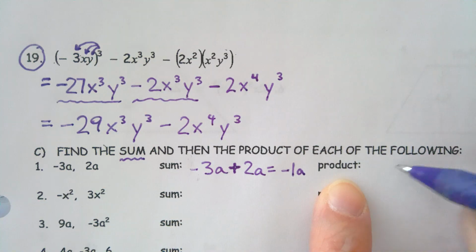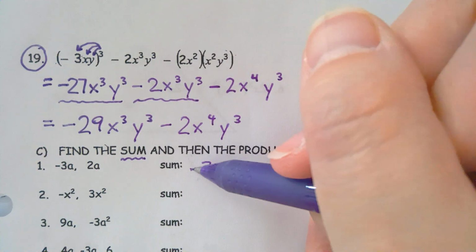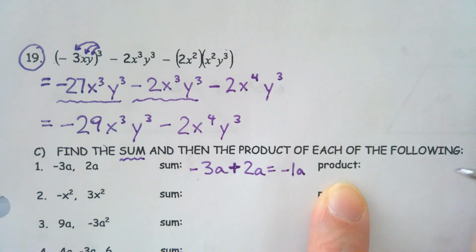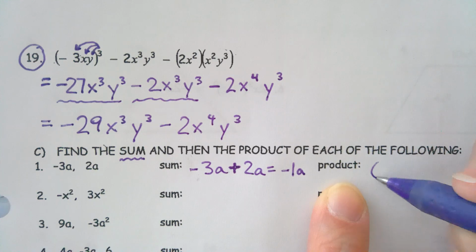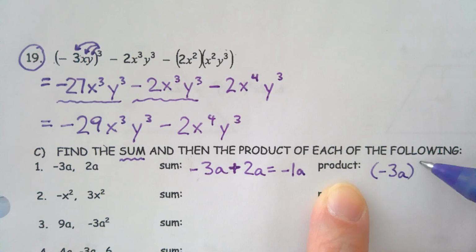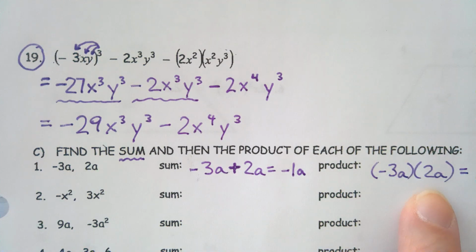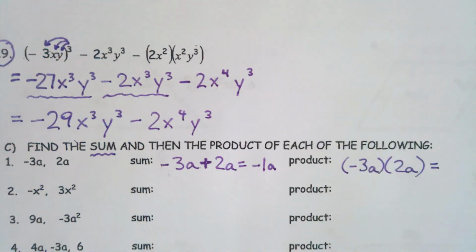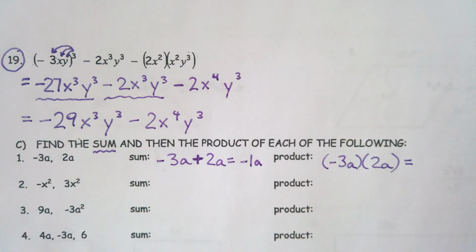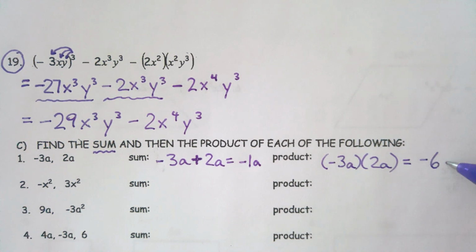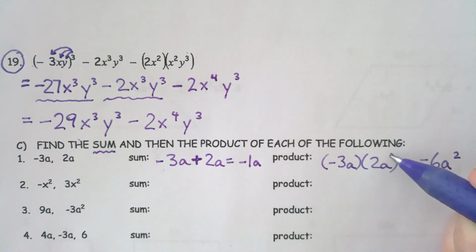What about product? What does product mean? Andy? It's multiplication. Times, right? So -3a times 2a. And when you times, what do you get? Kevin? -6a squared, because 1 plus 1 for the exponent.